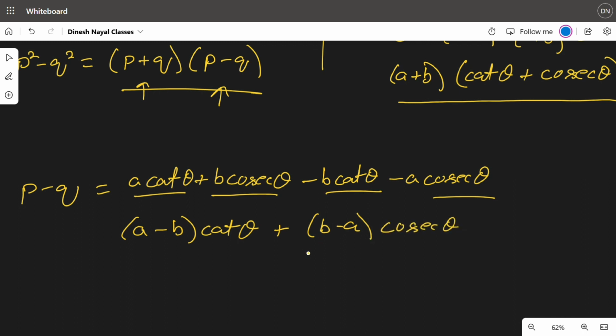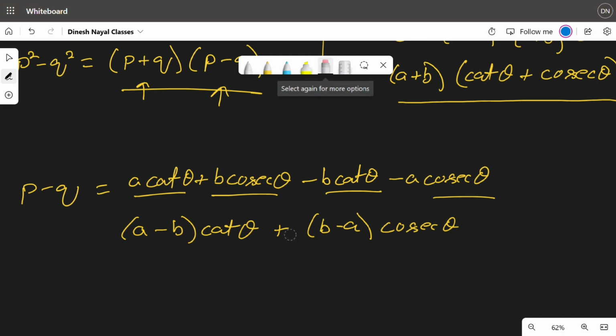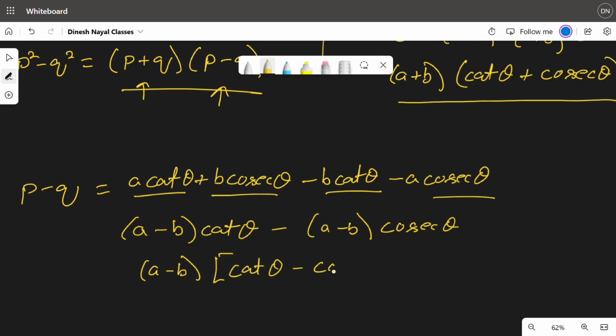But if we take minus sign common, then this will be a minus b cosec theta. So let's take minus sign common over here, and we write this as a minus b. That's correct. Now we have taken minus sign. Now from here we can take a minus b common. If we take a minus b common, what is left over here? This is cot theta minus cosec theta.